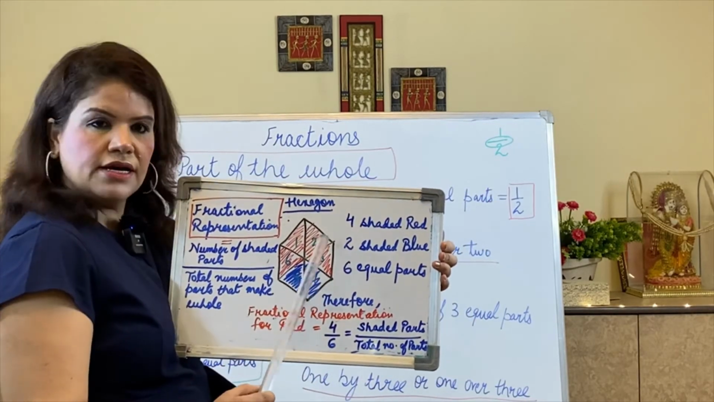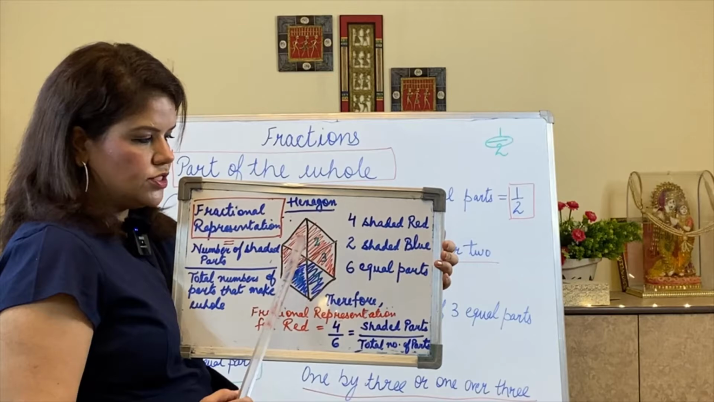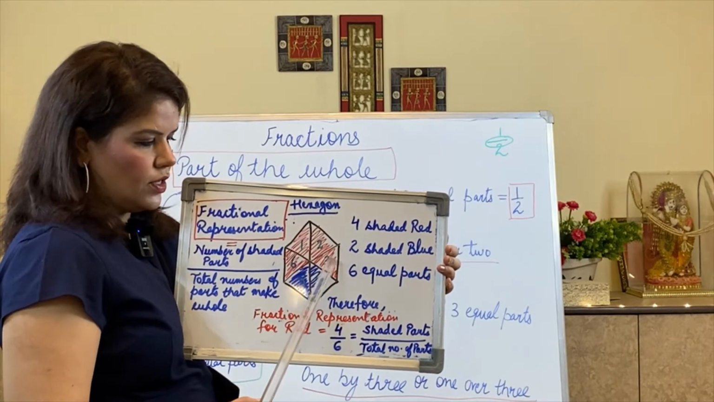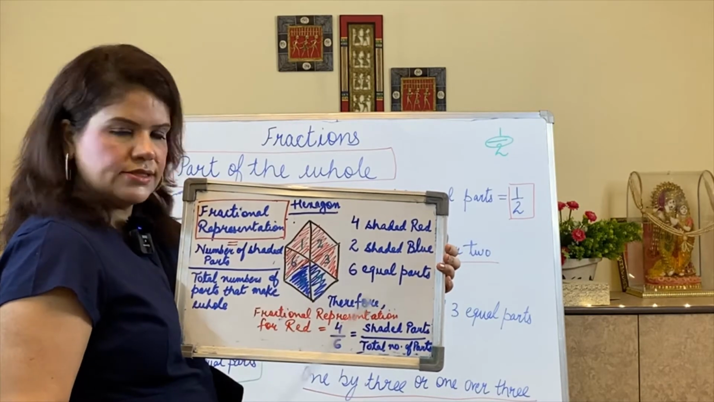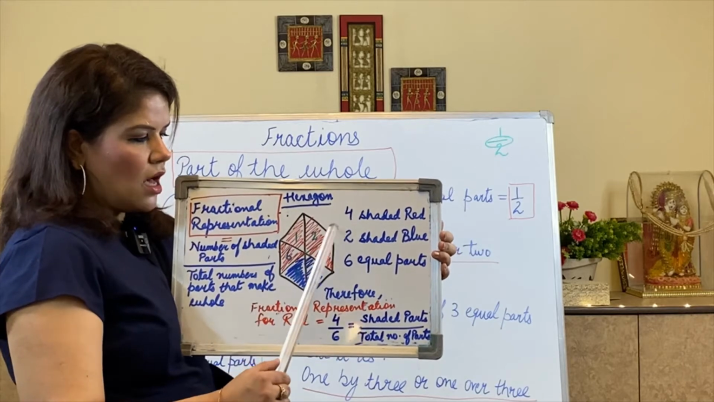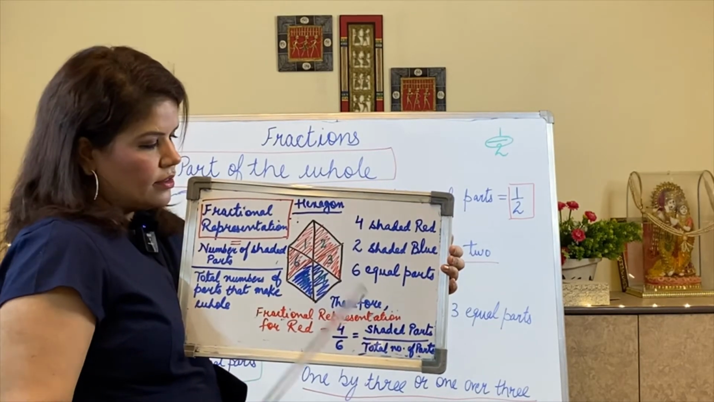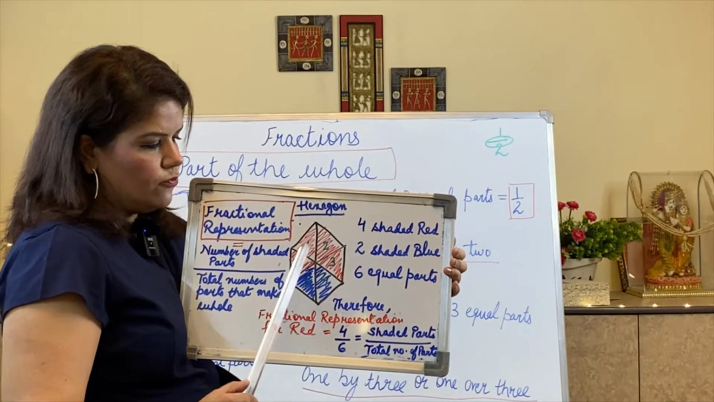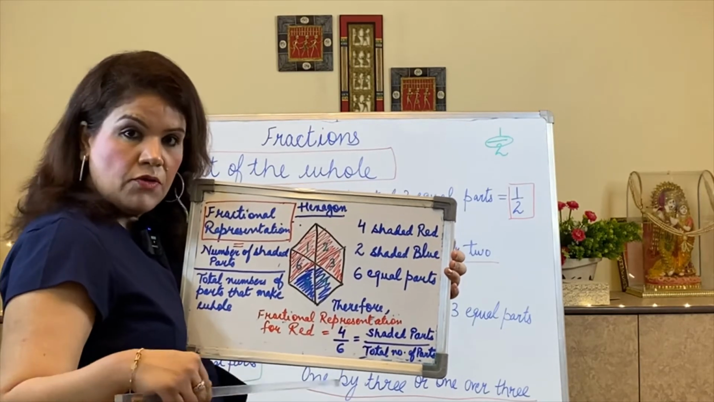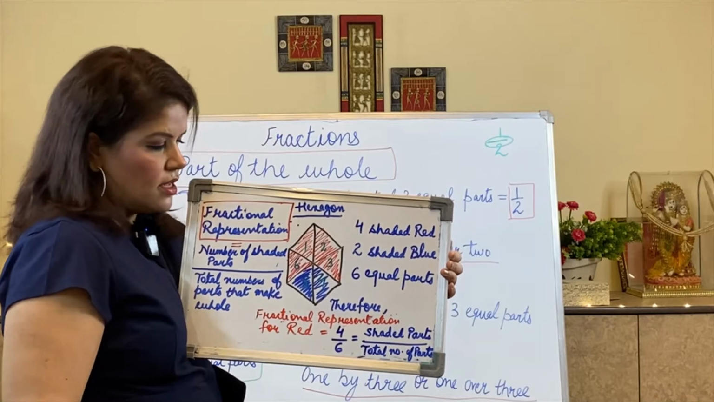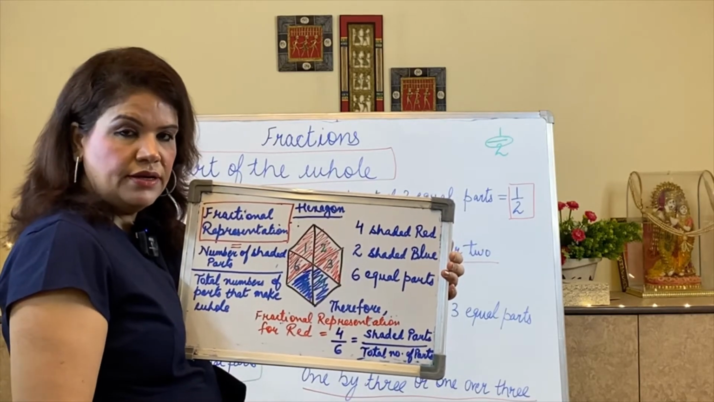This hexagon is there, which we have divided into 6 equal parts. 1, 2, 3, 4, 5, 6. How many parts out of this hexagon are shaded red? There are 1, 2, 3, 4 parts. Total number of parts were 6. How many parts were shaded red?